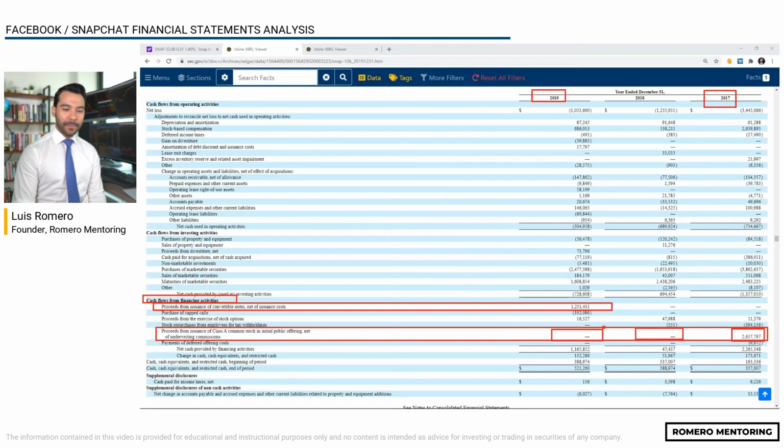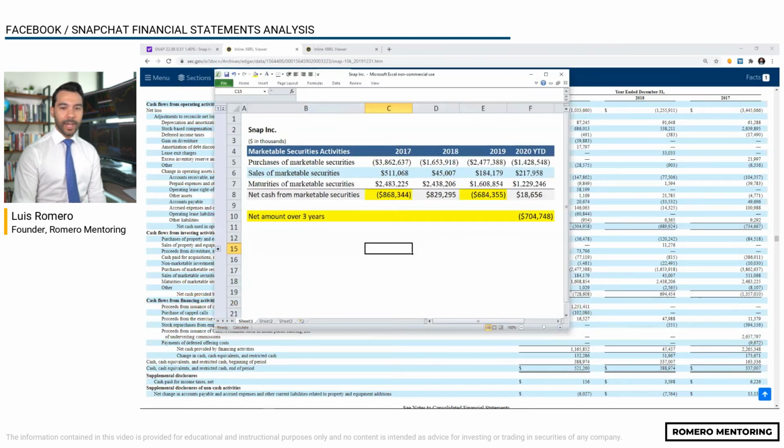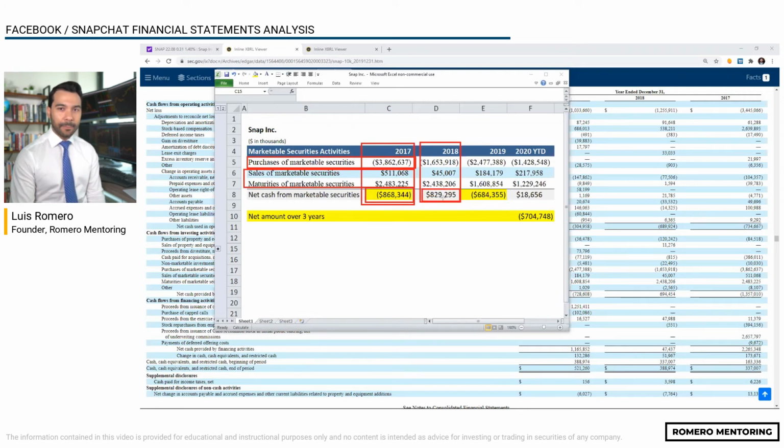So I'm going to pull up here my spreadsheet in which I've already done this calculation, okay? And here's the numbers. So in 2017, here's the net amount, right? The amount of money that they purchased, 3.8 billion, and the amount of money that matured and what they sold. So net for 2017, they lost $868 million.